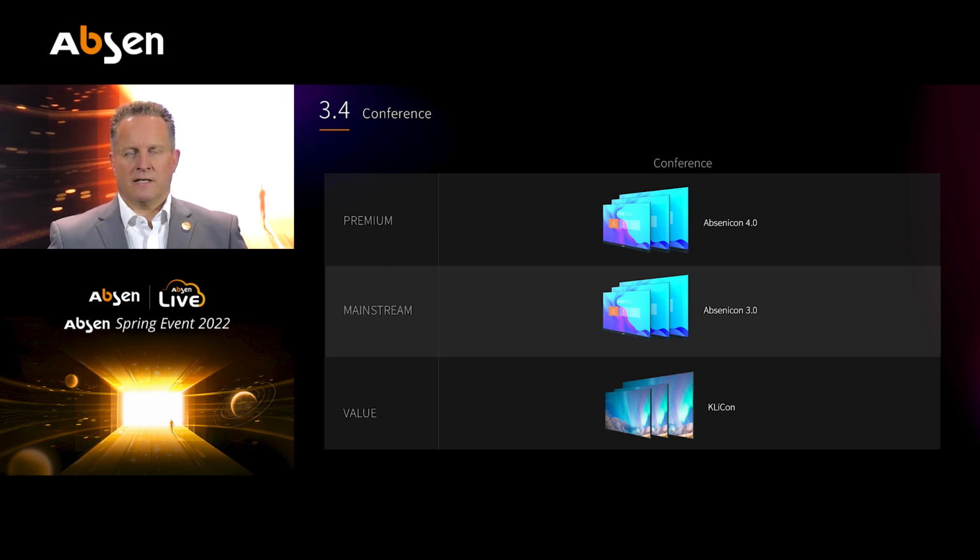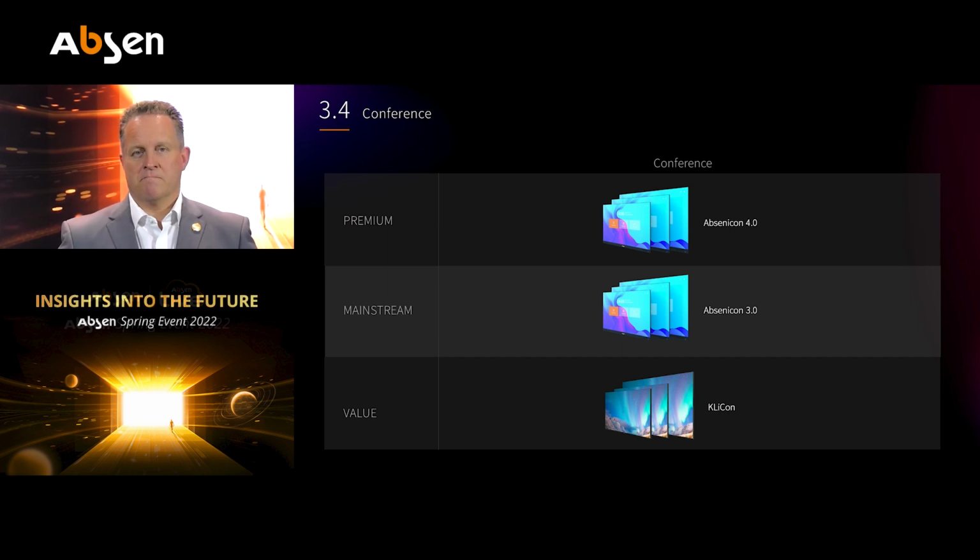Then, last but not least, I speak about the conference product portfolio, where we have the Absen Icon 4.0 and or upcoming 4.0, where we will add new features in comparison to the mainstream Absen Icon 3.0, and then the value range of that is the KL icon. This is basically about our technology portfolio, and the same for the product portfolio.